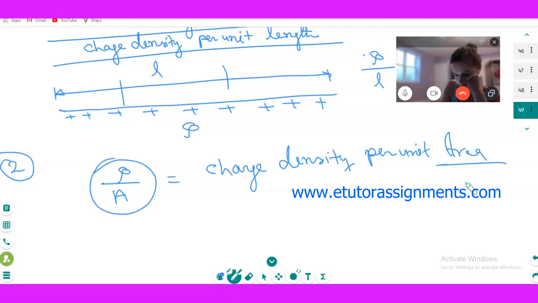Now take a solid ball. Charge is distributed all along the volume. That is called volume charge density, and the formula will be Q by V. Is it clear now? Let me see what symbols they have used. They use E, L for line, E, S for surface, and E, V for volume.